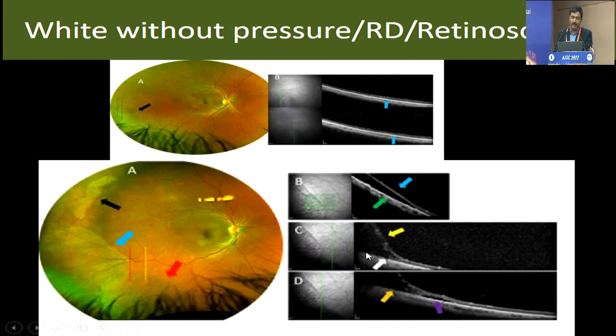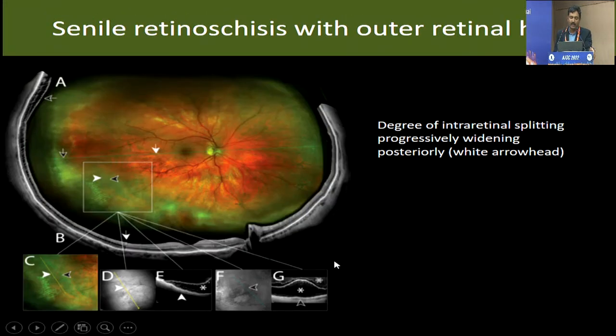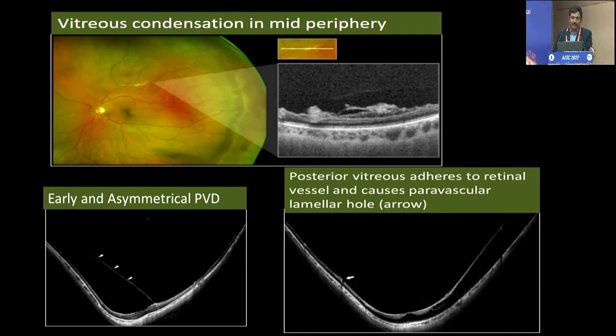Even peripheral retinal degenerations, like this patient with white without pressure, schisis and RD, all three can be imaged. Even the cystoid changes show typical sawtoothed schisis-like separation, which is much better shown on OCT than on the clinical picture. This is a patient with degenerative schisis, showing a clear splitting of the retinal layers. Even vitreous condensation is very well demonstrated here, the adhesion of the vitreous in the mid-peripheral region.